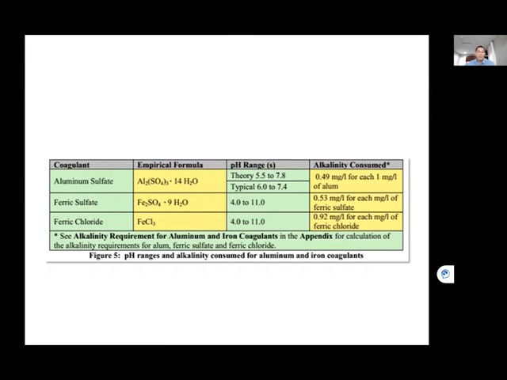Ferric sulfate is going to be a little different. The pH range is a lot wider for ferric. So aluminum sulfate has a lower pH range in which it is most effective. Ferric has got a wider range. So depending on your source water characteristics, if you have a pH range that's much higher, you may want to consider ferric, unless you want to do a pH suppression system on the front of the plant.